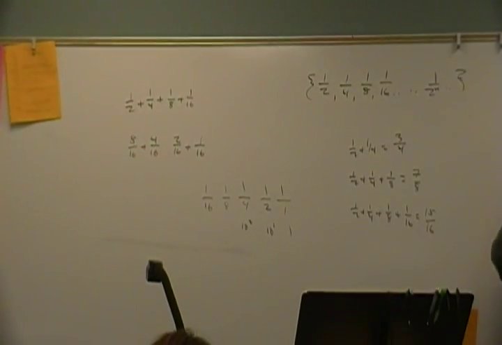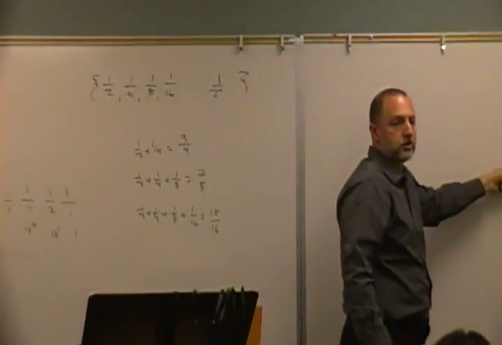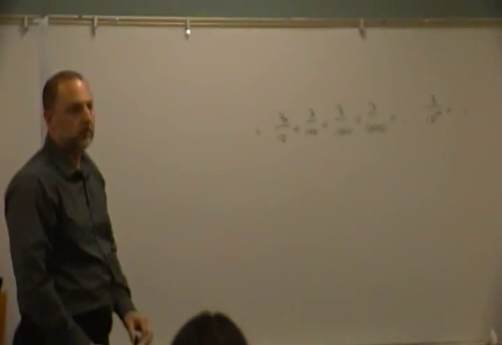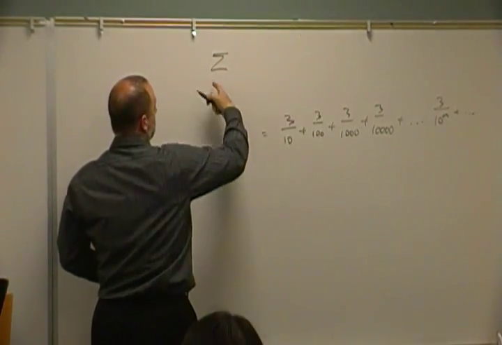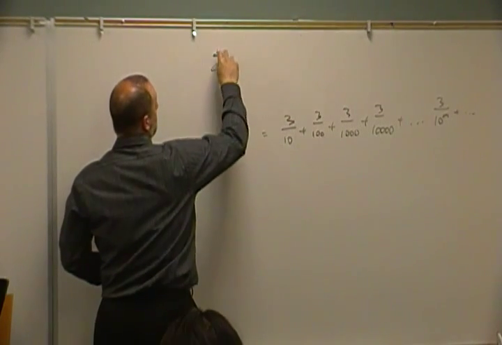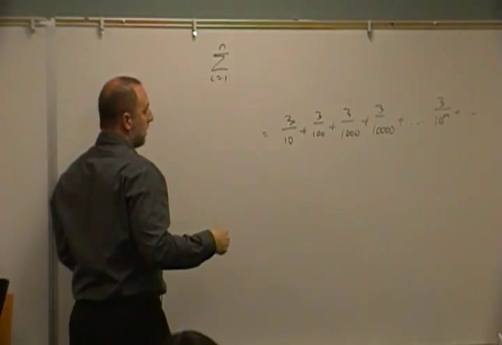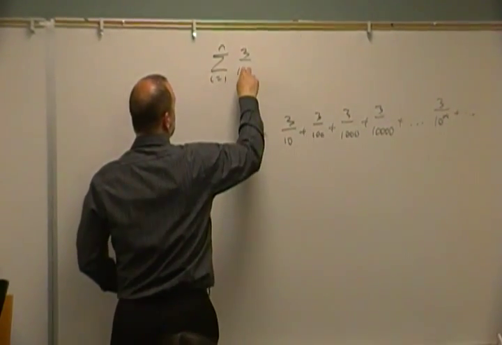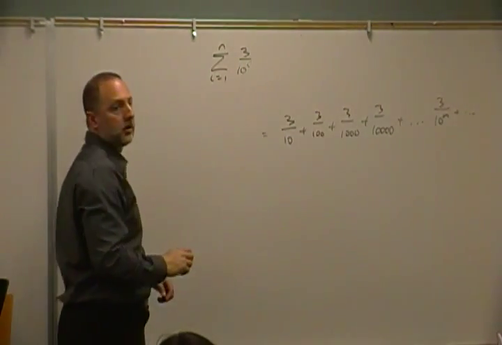You'll recall from pre-calculus that we had a way of writing this. How did we write this using sigma notation? You write sigma. Ends on top. What's down here? I equals 1. So this is going to be 3 over 10 to the I power, right?